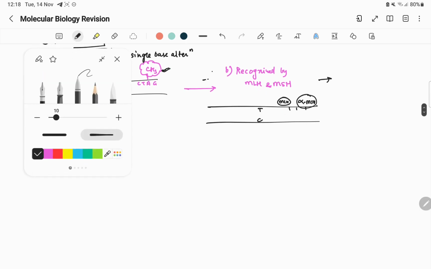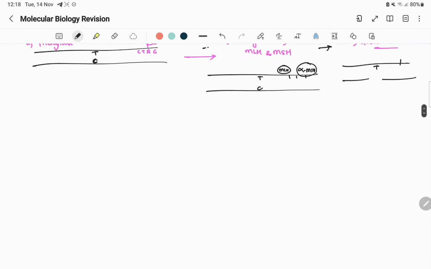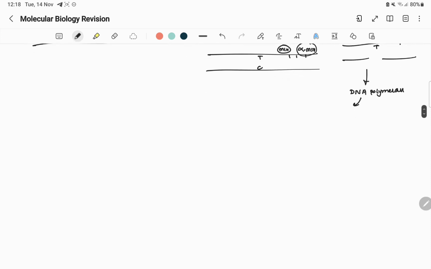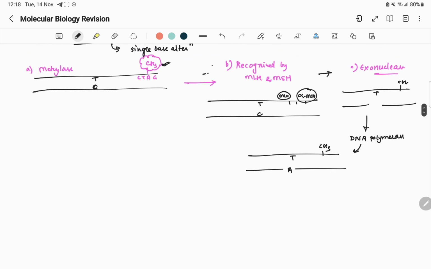After recognition, exonuclease activity will occur. Exonuclease activity will remove the problematic base. T will be retained but C is removed, understood. Then there will be DNA polymerization, and DNA polymerase will act. DNA polymerase will synthesize the new base. This T will be there, and the new base A will be synthesized here, and the tag will get retained.